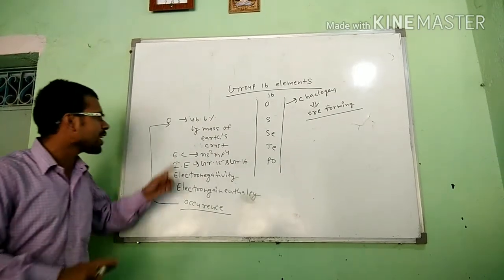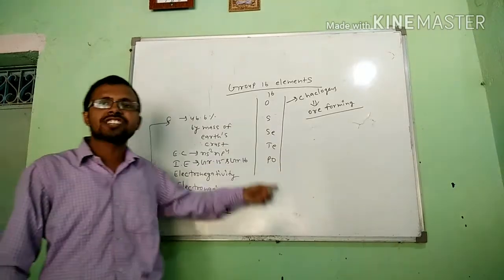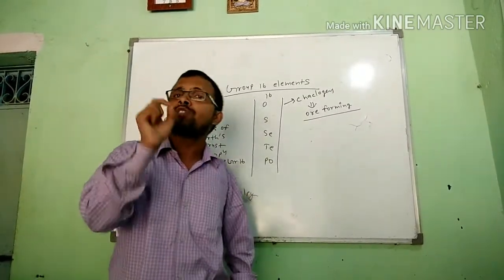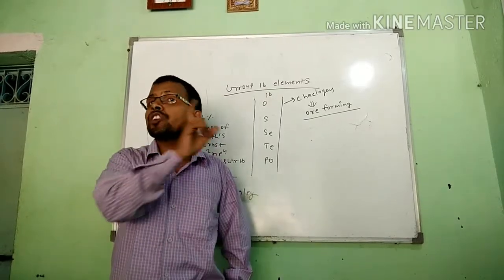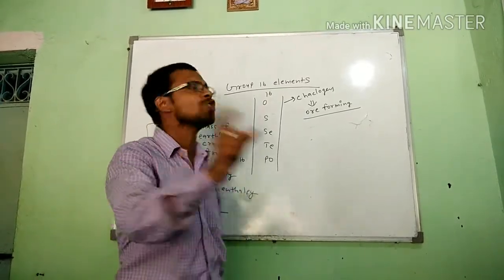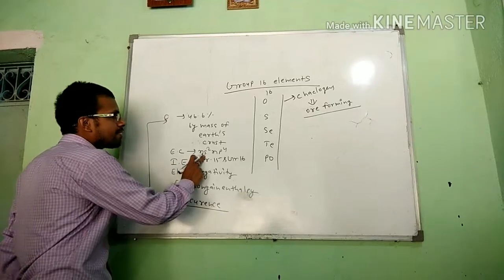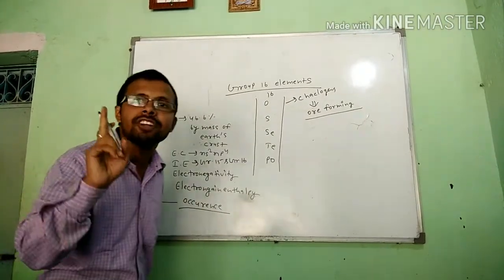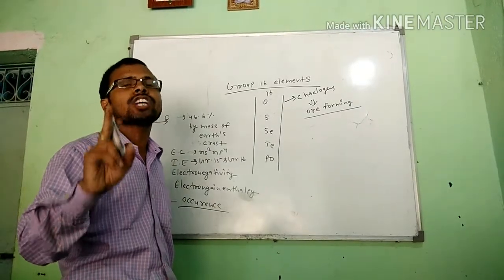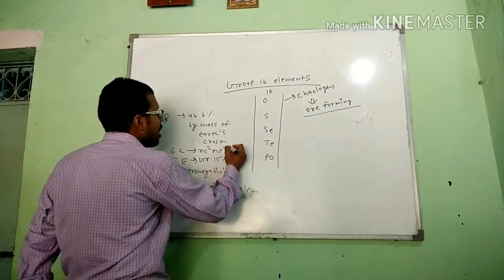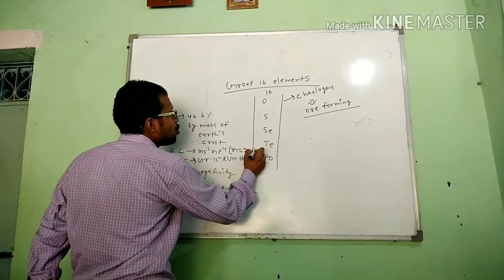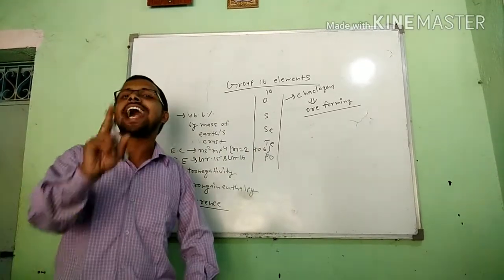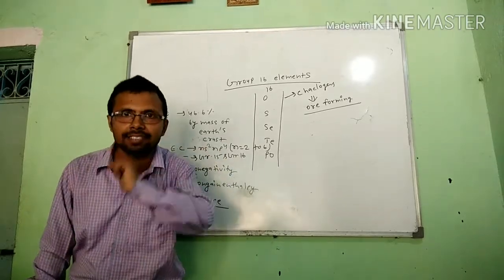Now we will talk about the electronic configuration of group 16 elements. You know that the general outer electronic configuration of group 16 elements is ns2np4. Here you can see ns2np4. I am talking not about the full electronic configuration, but about the outer electronic configuration, where n varies from 2 to 6. So this is the electronic configuration of group 16 elements.